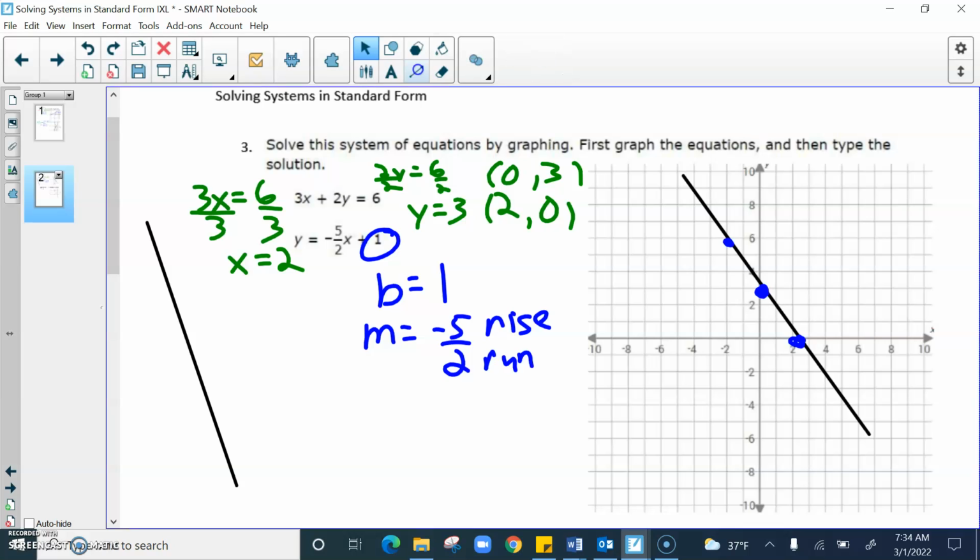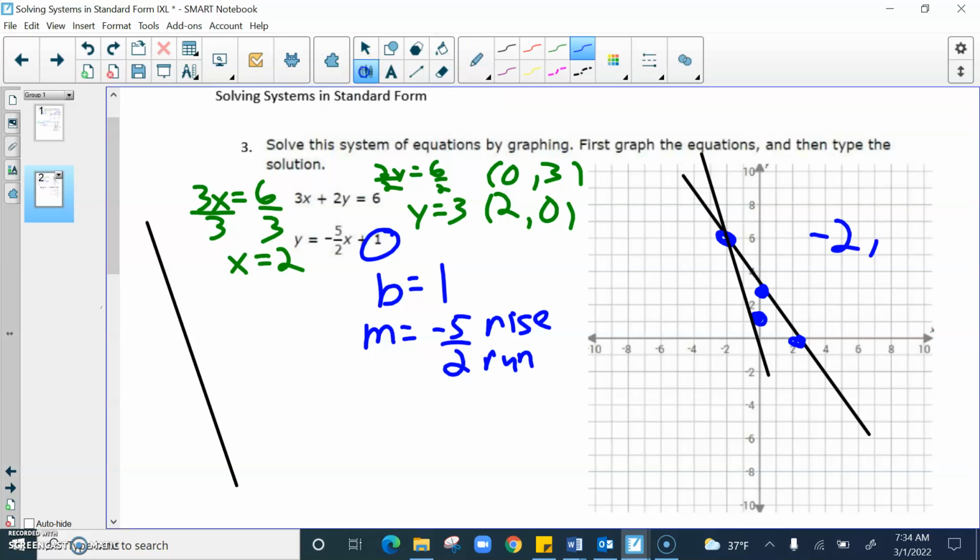The next one, we have our y-intercept is 1, so we're going to plot a point at 1. And then my slope is negative 5 over 2. So I'm going to go down 5, 1, 2, 3, 4, 5. Or what I can do is go up 5, 1, 2, 3, 4, 5, and to the left 2. And my point is right there. And I'm going to plot a line. All right. When I go through there, I realize that my solution is at (-2, 6).